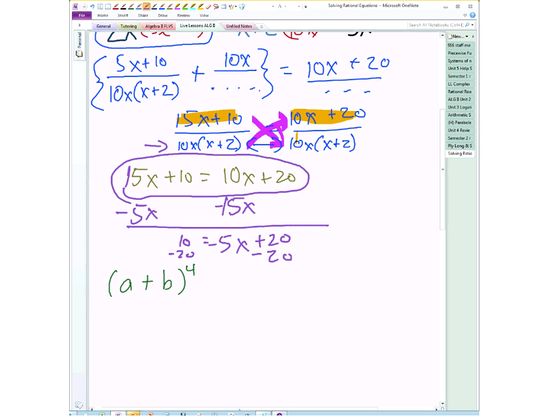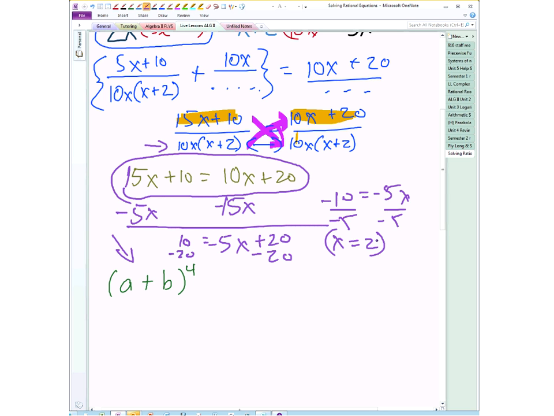All right, now from here, of course, we just divide each side by negative 5. You end up with negative 10 equals negative 5x, right? So you get x is 2. And I already had this. This is actually for a little bit later in the lesson.